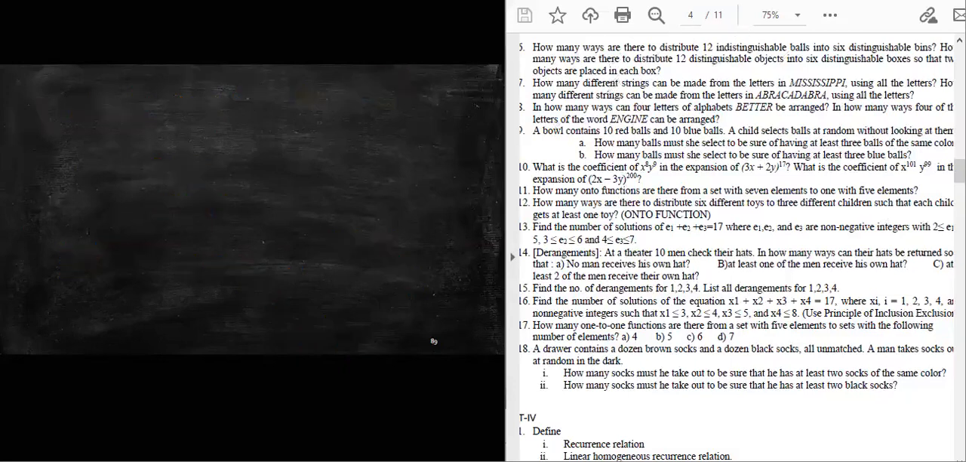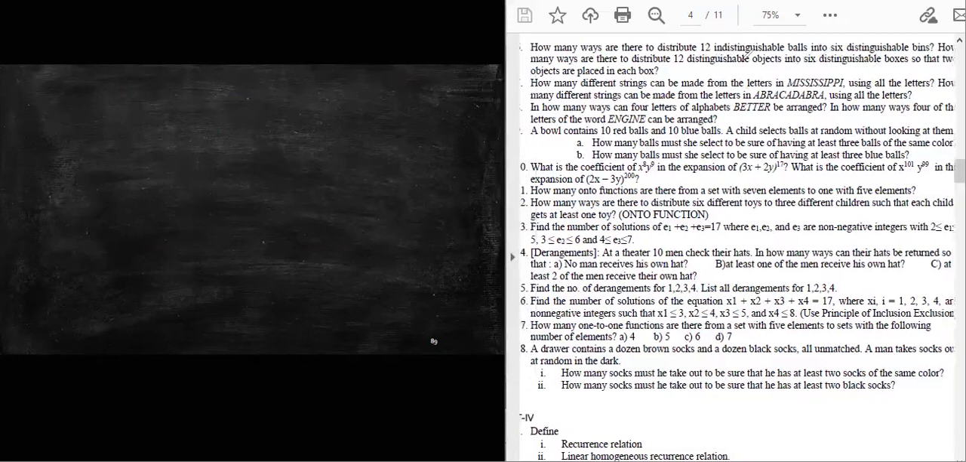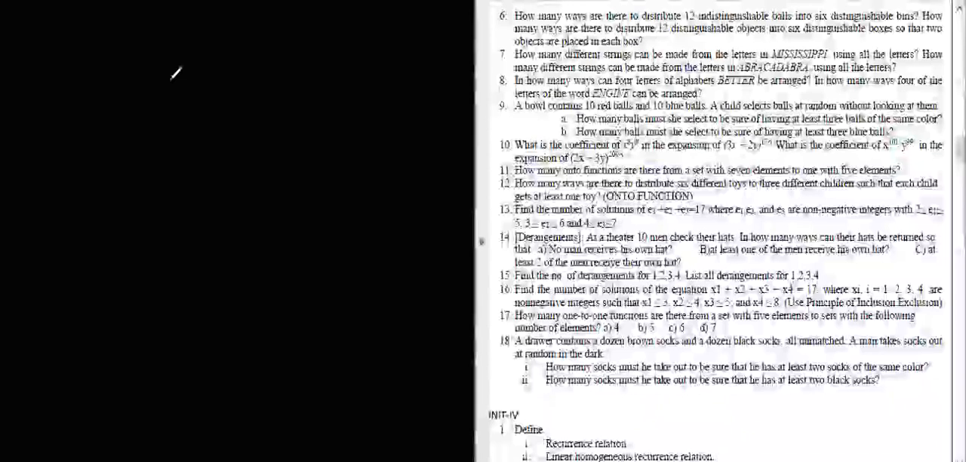Now the next question is, how many ways are there to distribute 12 distinguishable, that is 12 different objects into 6 different boxes, so that 2 objects are placed in each box. Now the question is 12 objects into 6 boxes, and there are only 2 objects to be placed in each box. What are the different ways? Now this can actually be done in 2 ways.